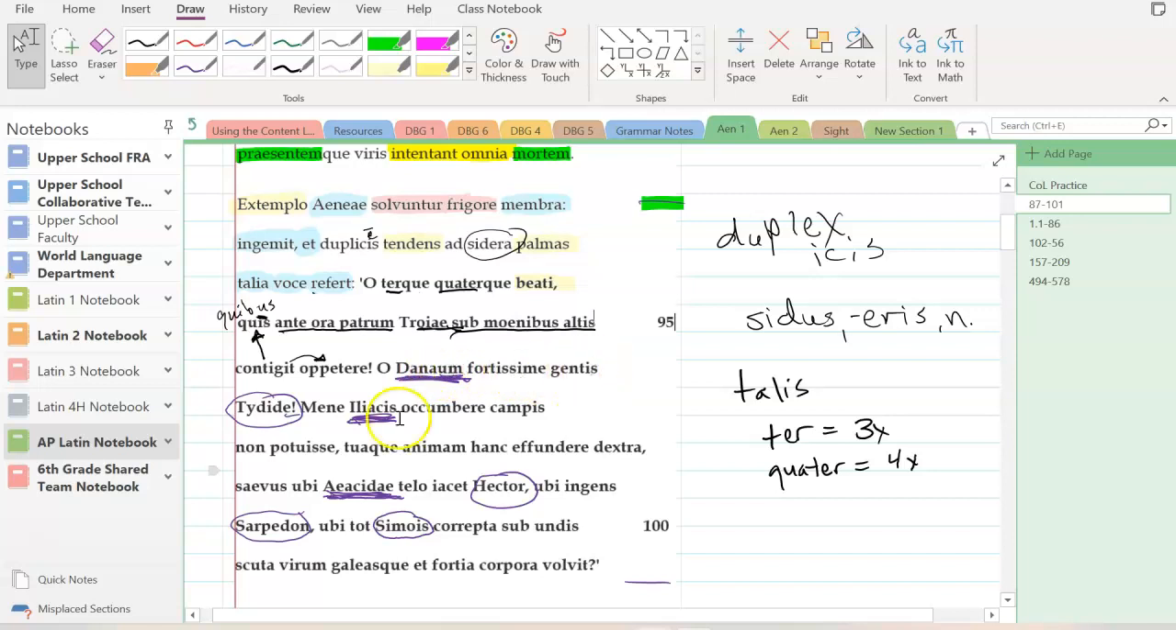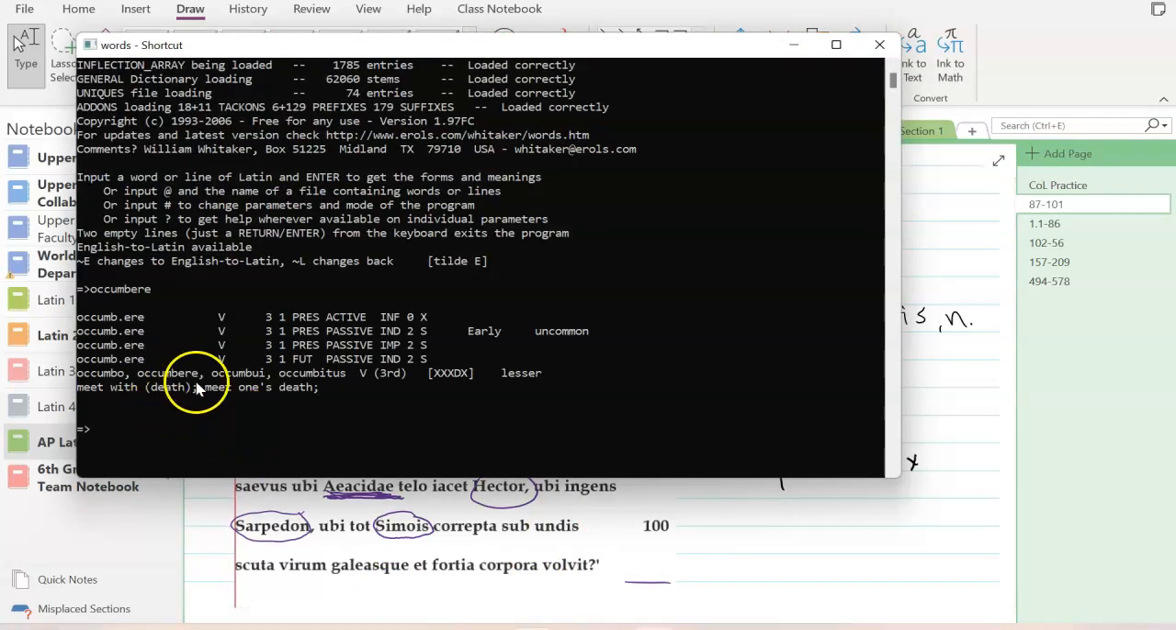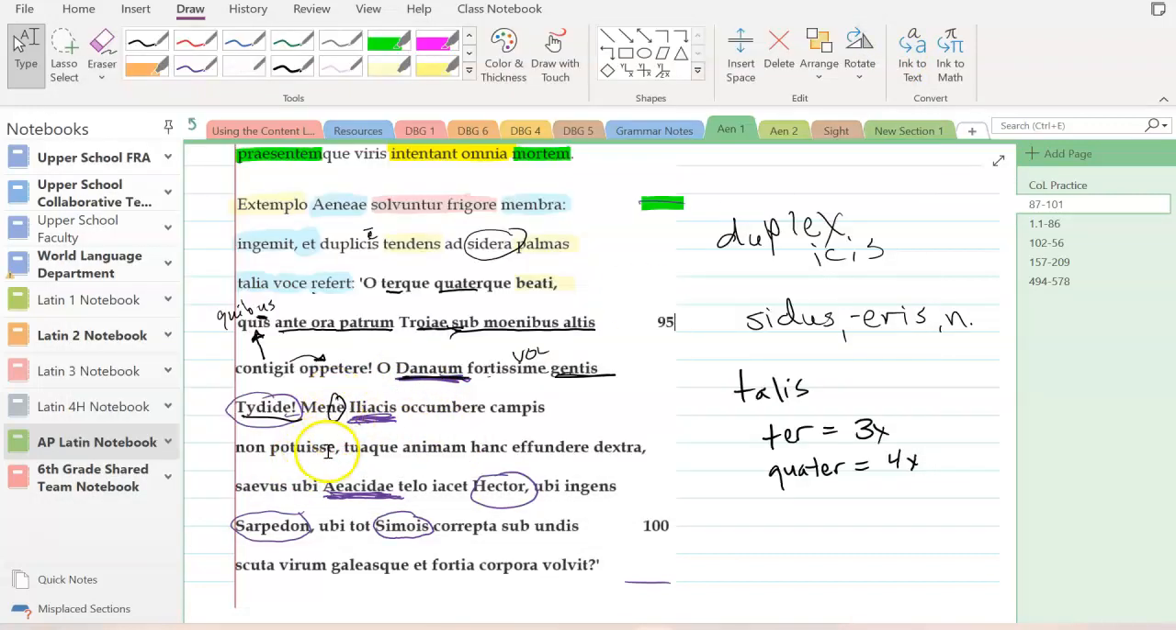O of Danaans, fortissime gentis, Tydidae. O bravest vocative, he's addressing this dude, of the nation of Danaans, of the race of Danaans, Diomedes, or Tydides. So he's calling out to a Greek dude, O bravest of the race of Danaans, Tydides. O Diomedes, me, Iliakis ocumbere campis non potuisse. Like, were you not able to ocumbere me? No, that doesn't make sense. Was I not able, like in an indirect statement, was I not able to meet my death on the Trojan fields? Was I not able, accusative infinitive, to meet my death on Trojan fields?